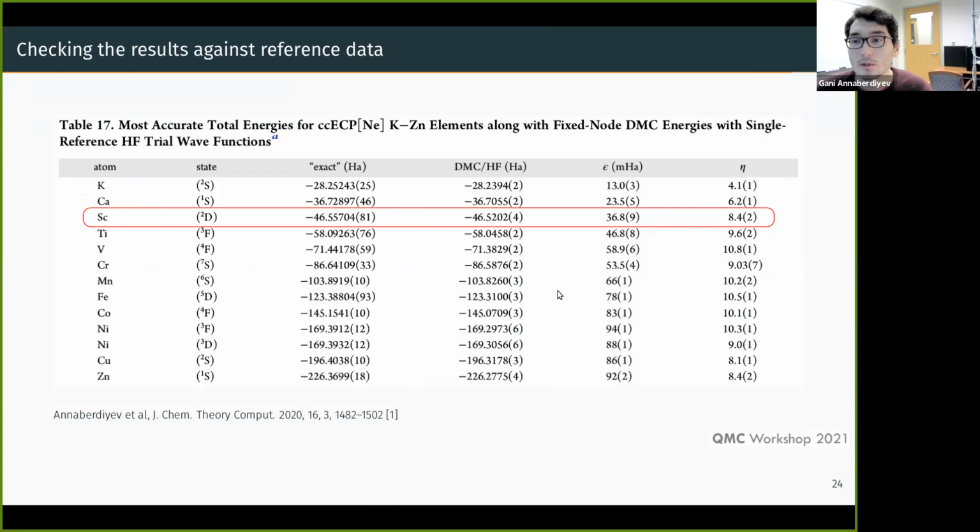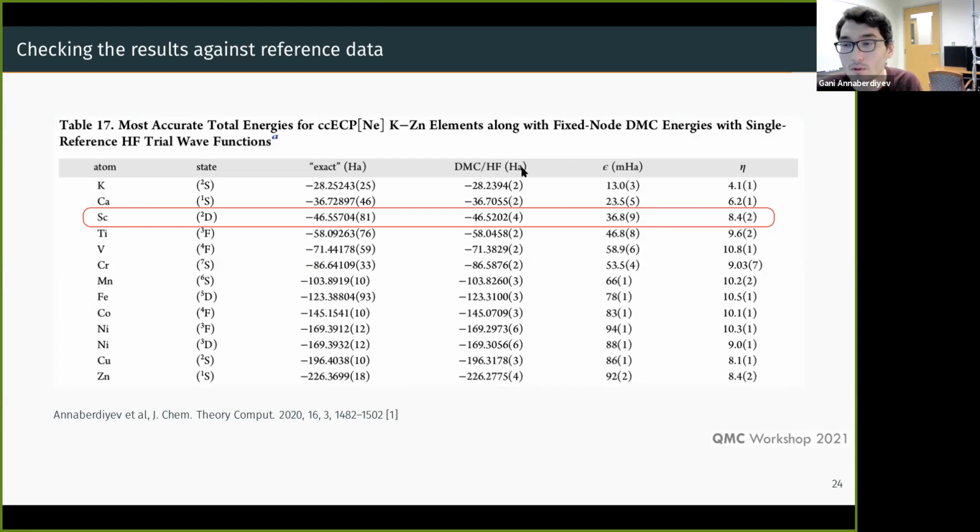At this step here, we can compare our results to the exact results. This is from this paper here. For all of these CCECPs, these exact results were published, and the exact is coming from very accurate coupled cluster results, say CCSDT or CCSDTQ with perturbative quadruples.